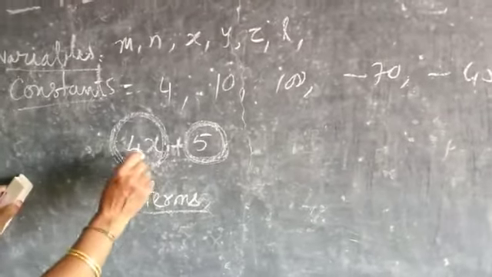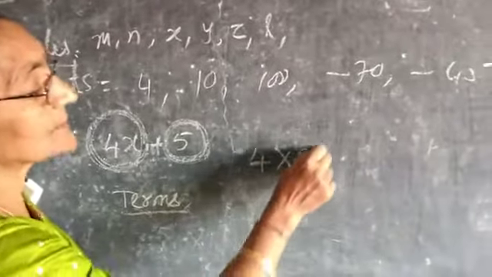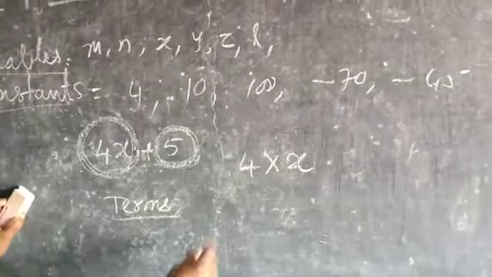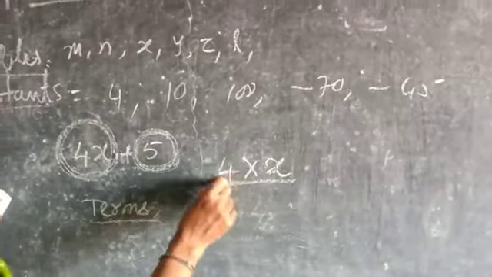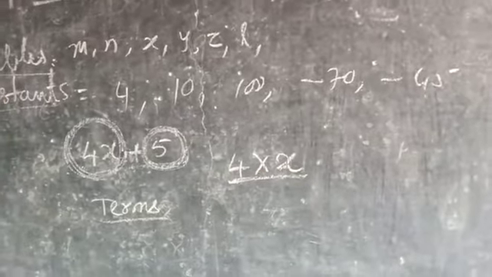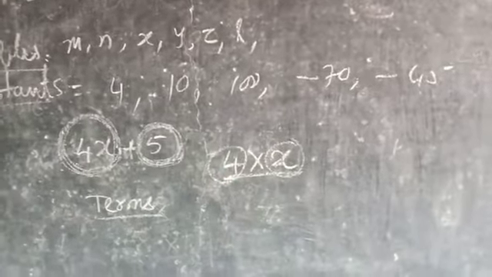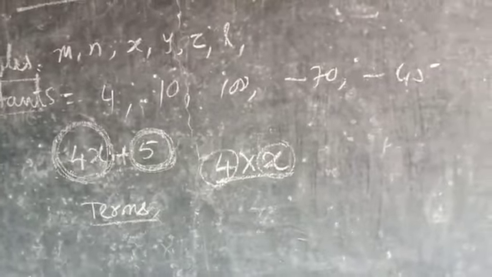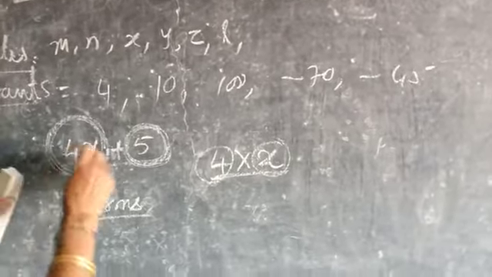Then the term has factors. What is 4x? 4 into x. 4 and x are the factors of the term 4x. Do you understand this? The term is the product of its factors. Do you understand what factors are?